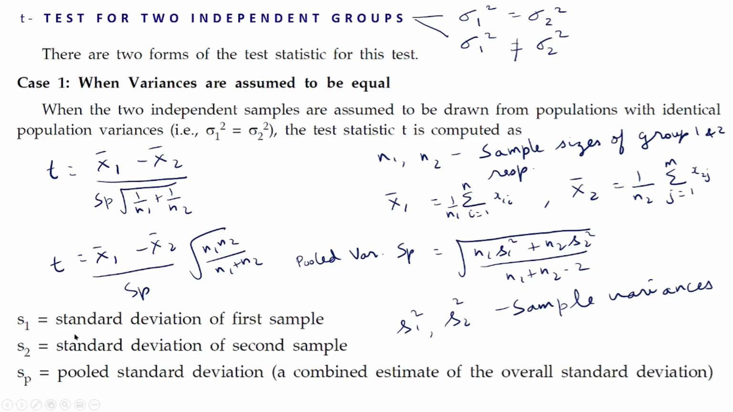So S1 is the standard deviation of the first sample, S2 is the standard deviation of the second sample, Sp is the pooled standard deviation, a combined estimate of the overall standard deviation. So using all these values, we can find t.